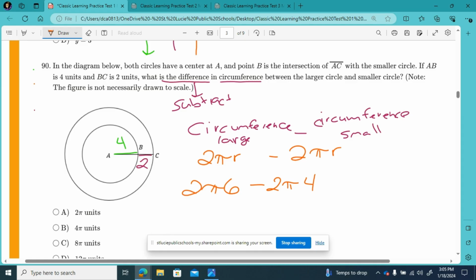2 times 6 is going to be 12 pi, minus 2 times 4 is 8 pi, and very last step, 12 minus 8 is going to give us 4 pi.